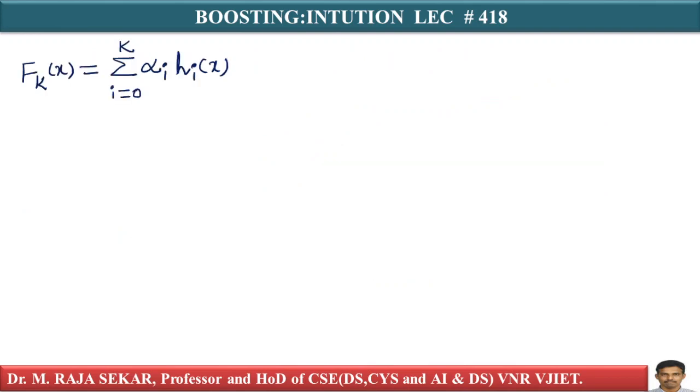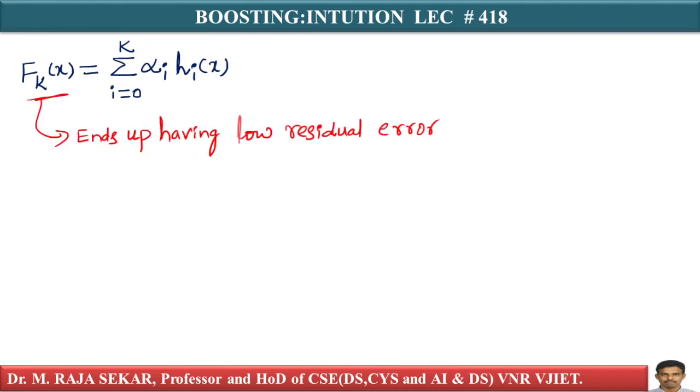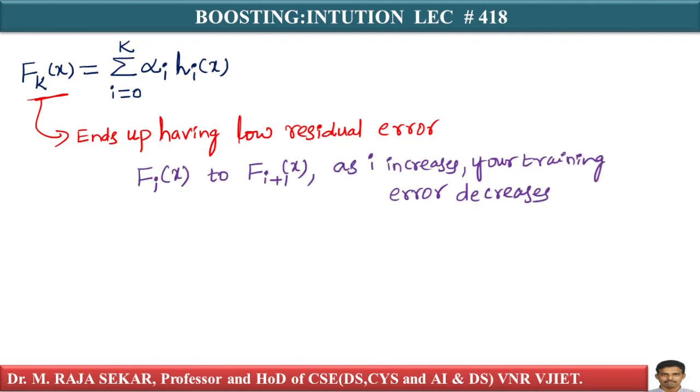Our final model at the end of the kth stage is fk of x equal to sigma i equal 0 to k alpha i hi of x. In this case, I am training each of my consecutive models based on the error from the previous stage. That is important, isn't it? Let me say I have trained, assume k equal 10.